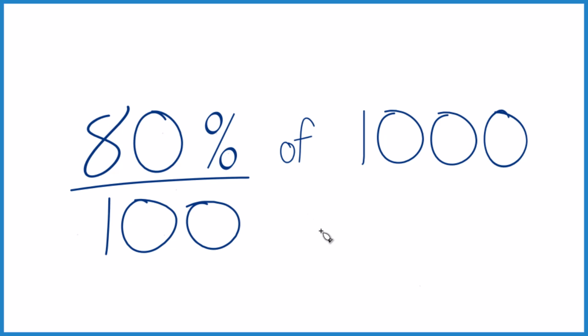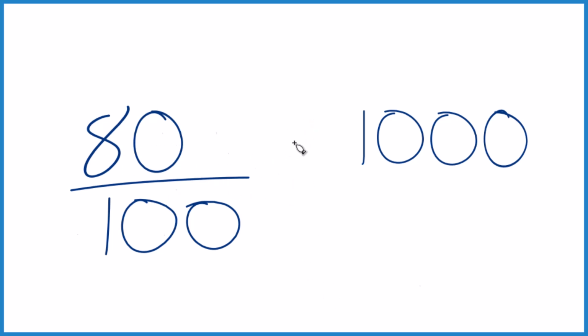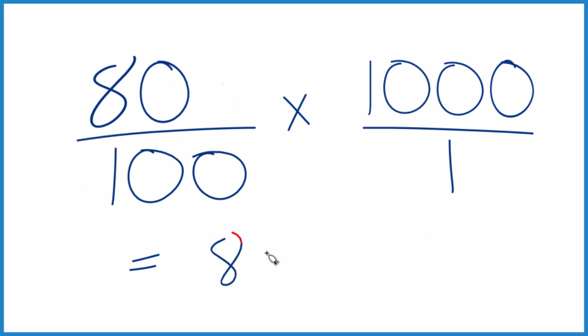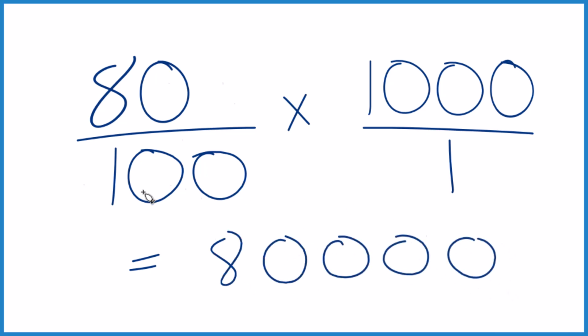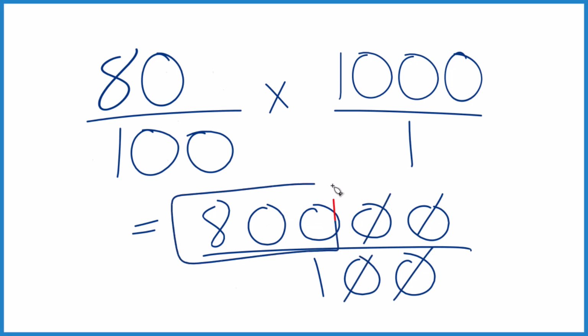Here's another way to do it. We said that this 80% is 80 per 100. And of, let's just call that multiplication. So call it 1,000 over 1. It's still 1,000, but things line up nice. 80 times 1,000, that equals 80,000. And then 100 times 1, that equals 100. So if we divide 80,000 by 100, we get, let's see, 800, just like we found before.